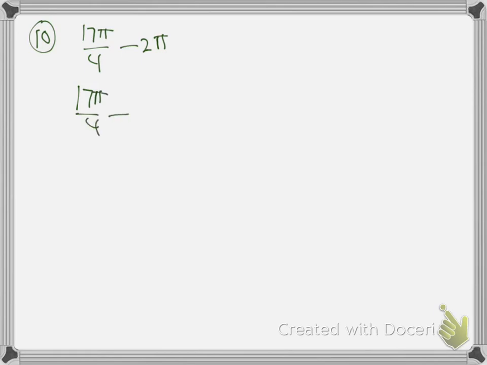17 pi over 4 minus... Now, how do we subtract 2 pi? This is all no calculator, right? This will be on the part 1, no calculator. What I would do is see how many times 4 goes into 17 and see what's left. You could do that. I'm going to do it this way this time. I'd put a 1 under 2 pi, multiply top and bottom by 4. 8 pi over 4, that's 2 pi, right? If you subtract those, isn't it 9 pi over 4? Is that good to there?